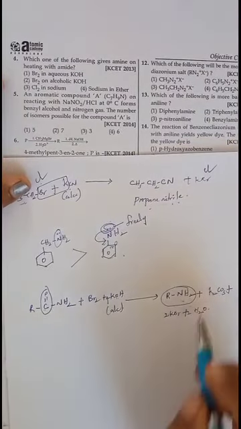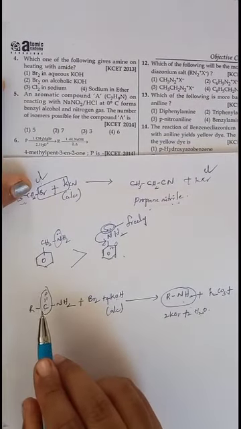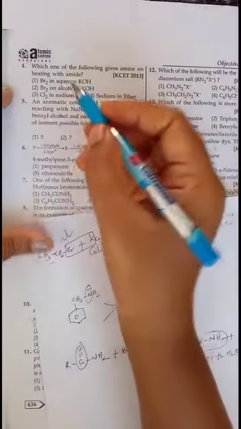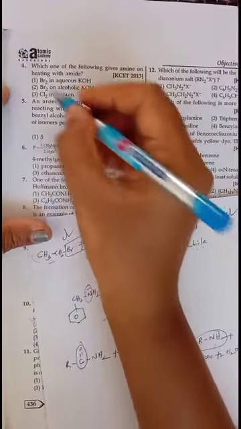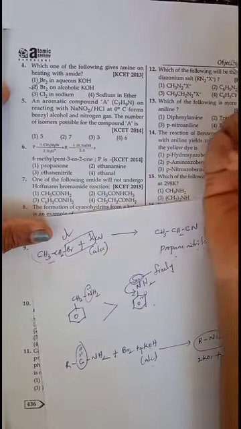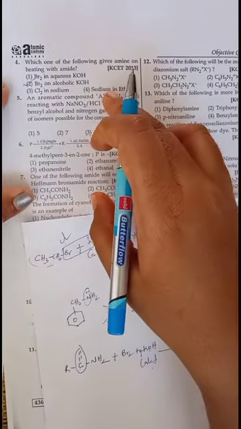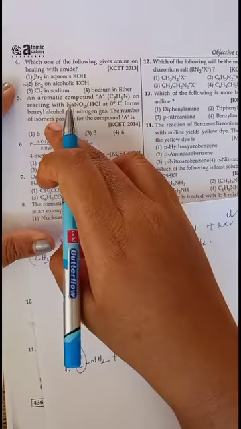That means amines are prepared from amide when the amide reacts with bromine in alcoholic KOH. So the answer is the second one. And this reaction is an example of the Hofmann bromamide reaction. Now we'll see the next one.